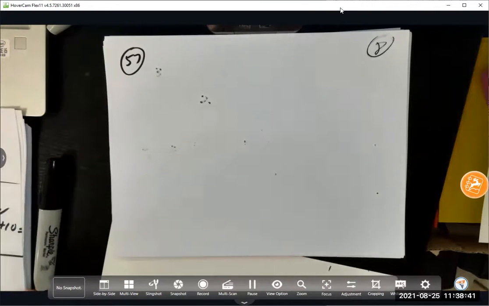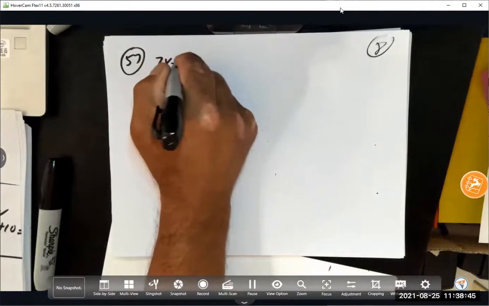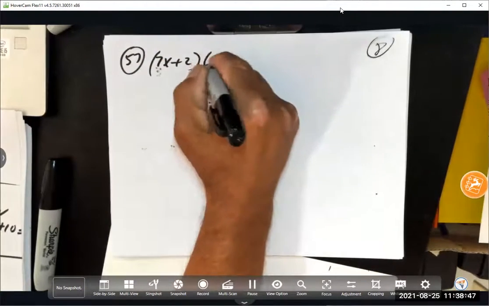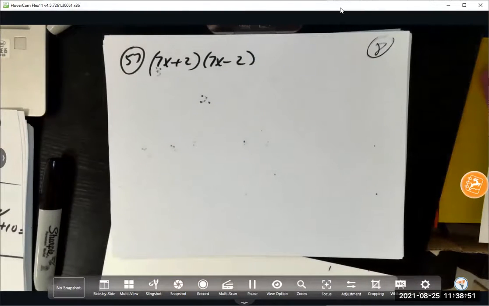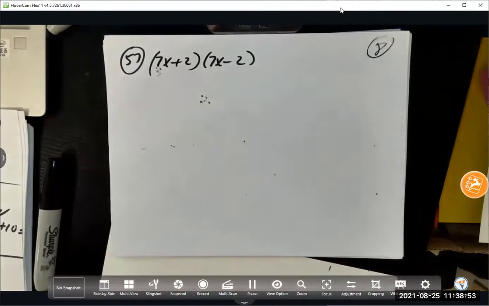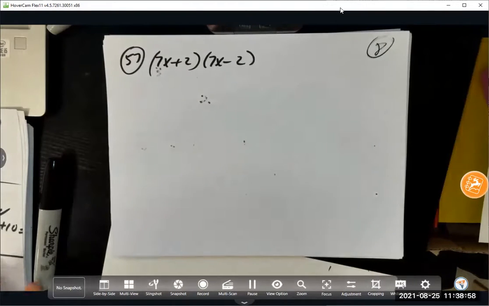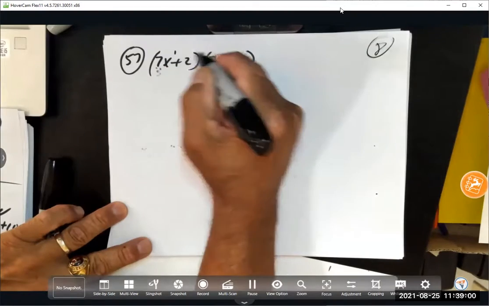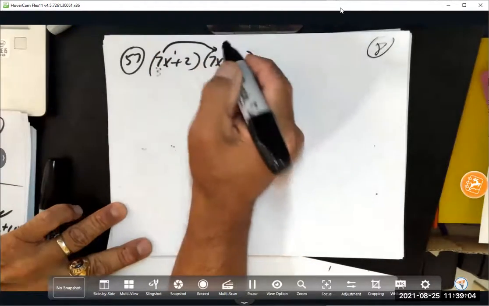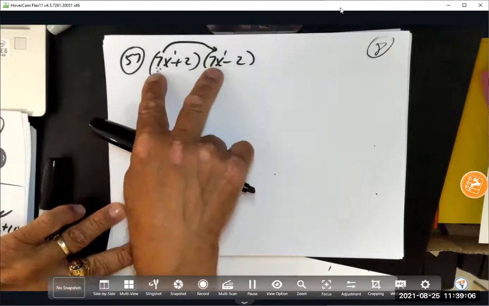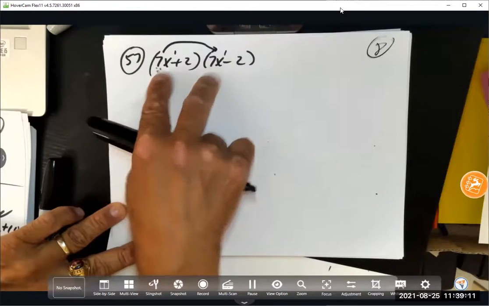57 is 7x plus 2 times 7x minus 2. So we have a 7x plus 2. Now we have a 2 by 2. Instead of 3 by 3, it's 2 by 2. So I'm going to multiply first. So 7x to the 1 times 7x to the 1. We are going to add powers. Ready? What's 7 times 7? 49x.